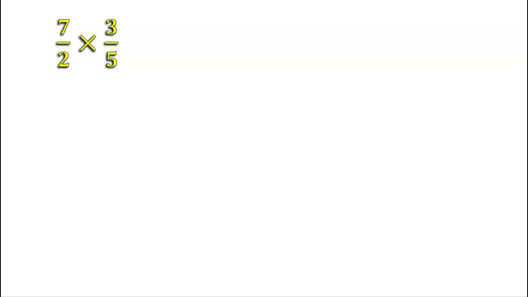7's a prime number, 3 is also a prime number. So neither one of those numbers is 2 or 5. So when I multiply these together, so 7 times 3 all over 2 times 5, this will just be 21 over 10. And again, for right now, you can leave them as an improper fraction. If we want, we can change this into a mixed number.